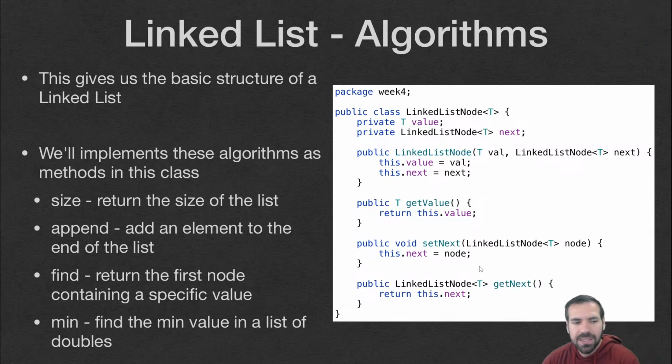Okay, so let's get to the algorithms. So we know the structure of a linked list. Let's start working with this data structure. And let's just do some basic stuff with it to start understanding a little more in depth how a linked list works. And to that end, we want to write these 4 methods. Size, just tell me how many values are in this linked list.